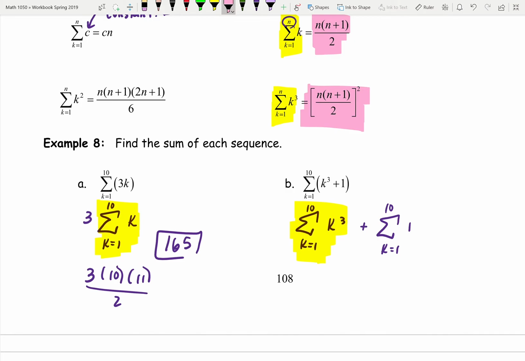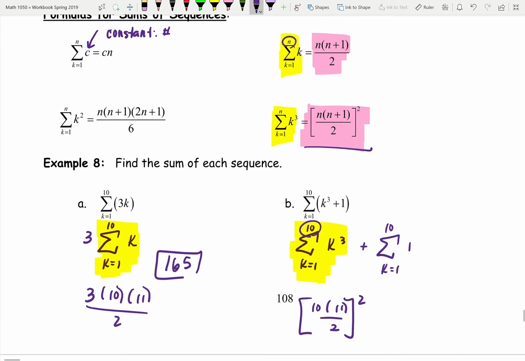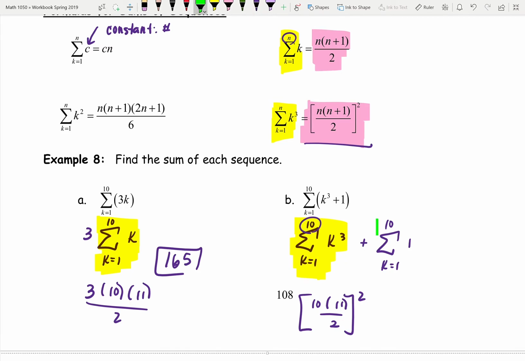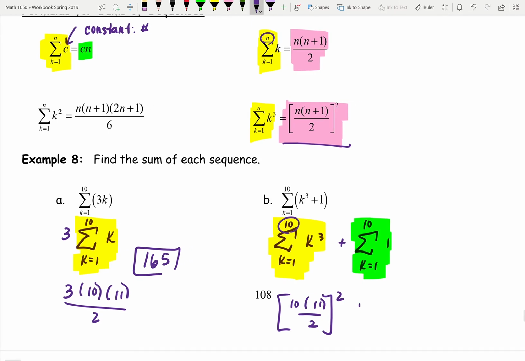To use that pink formula, I have to know what n is, but I can see that n is a 10. So all I'm going to do is take that pink formula and stick in a 10. So I'm going to go bracket 10, 10 plus 1 is 11, all over 2, close my bracket, and square it. Then I'm going to do the next one. What formula is this one, right here in green? It's just a constant. That's just a number. So the formula that I have to plug in is my c times my n. What's the c? That's a 1. So I'm going to go plus 1 times my value of n, which is a 10.